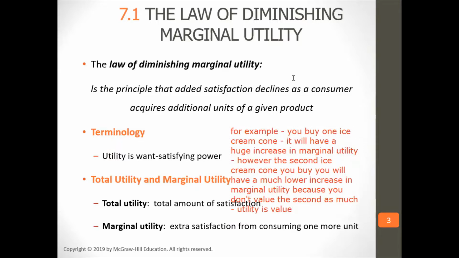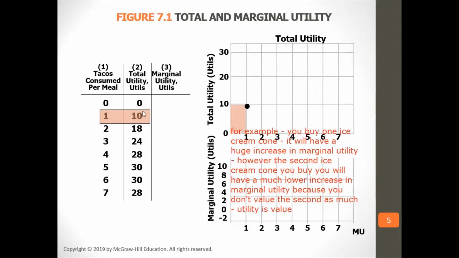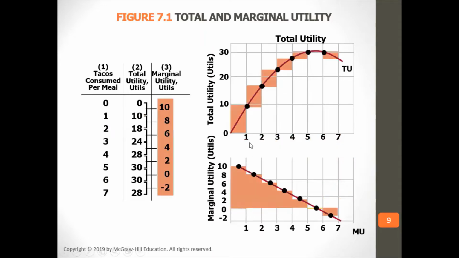So that's the introduction to diminishing marginal utility. As you get more of something, you're going to value it less. So I'm going to show you this graph here. As you get more utility on the total utility graph, marginal utility keeps going down.